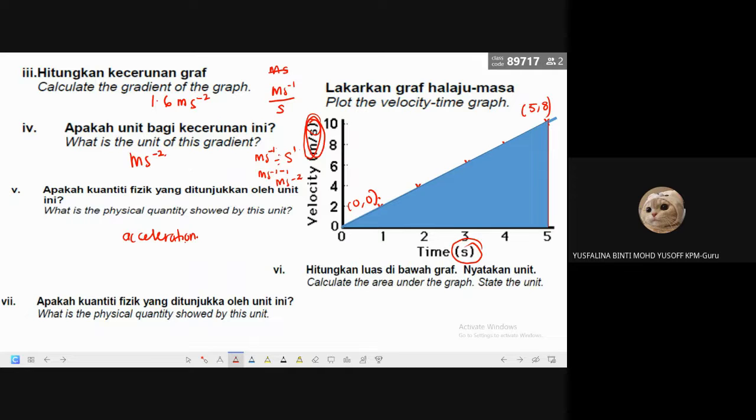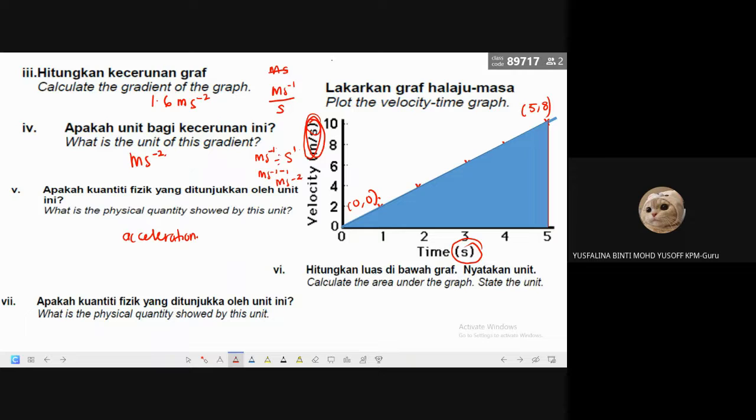Another thing is, if you have the displacement against time graph, you can only get the velocity by finding the gradient. But for the graph of velocity against time, there are two pieces of information that you can get. The first one, by using the gradient, you can find the acceleration. And one more thing that you can find is the displacement.